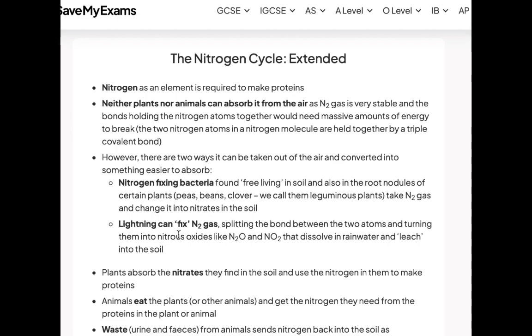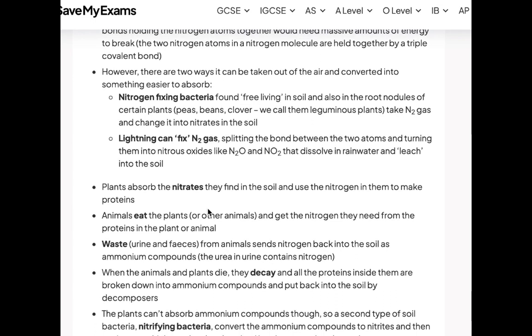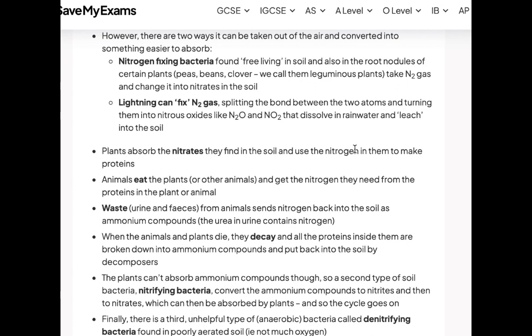And another way is by lightning, okay? So these are two ways in which the nitrogen in the air can be returned to the soil to form nitrate. And this nitrate can be absorbed by the plant and used to manufacture protein food. Plants absorb the nitrate they find in the soil, but they only use the nitrogen in it to make the protein. Animals eat the plants or other animals, and then they get the nitrogen they need from the protein in the plant or from other animals that they've eaten.